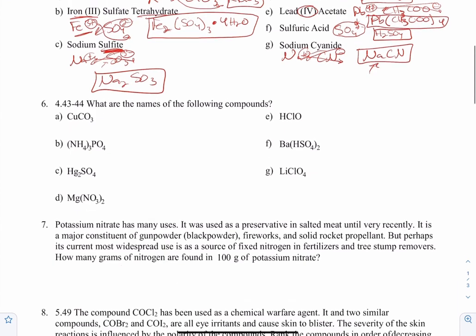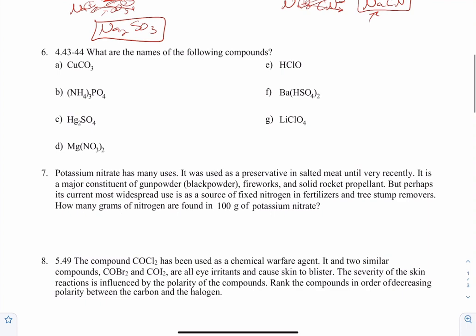All right, and then number 6, they're asking us to do the exact opposite. So now they're saying, what are the names of the following compounds? And here it is extremely important that you know the charges on each of these, because if you don't know the charges, you're going to mess up the answer. And I'll show you how you can do that.